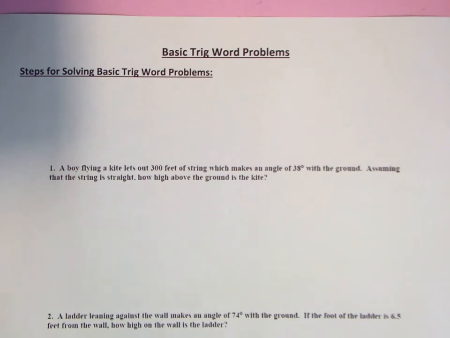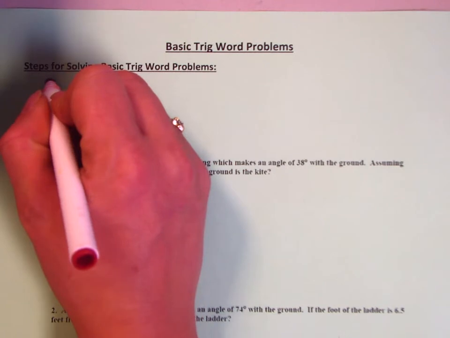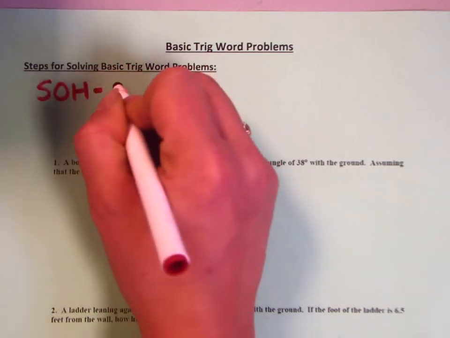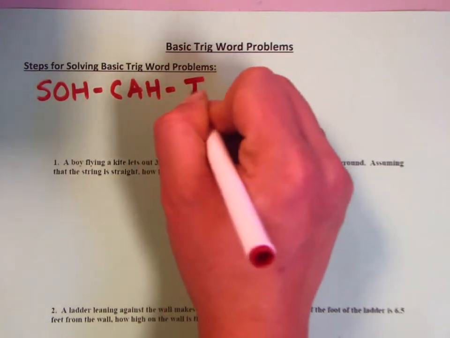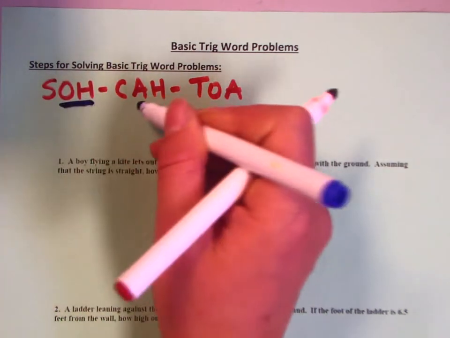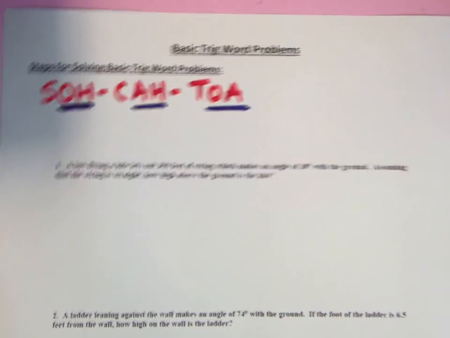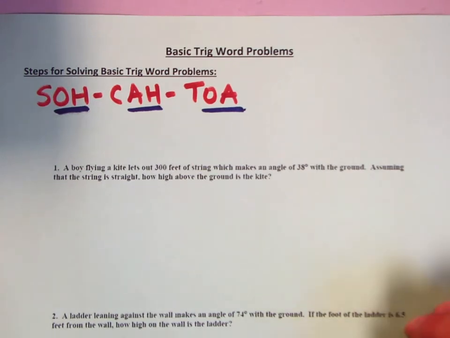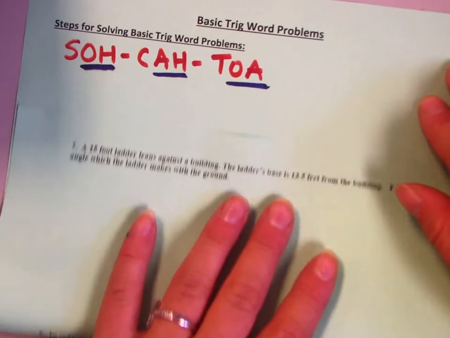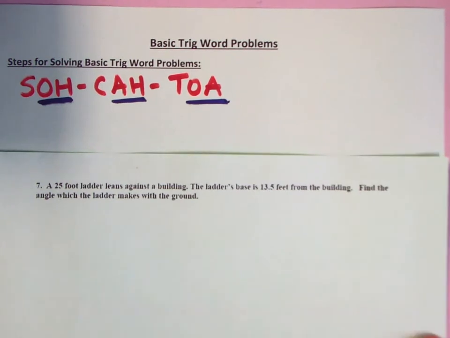Okay, today we're going to start with basic trig word problems. So let's go ahead and write a few notes at the top. Let's remind ourselves, like always, that we have SOH CAH TOA. Very good. Now in this class, we're actually going to start on the problems on the back first. So I'm going to fold my paper over so that you can see the notes along with problem number 7 at the same time.